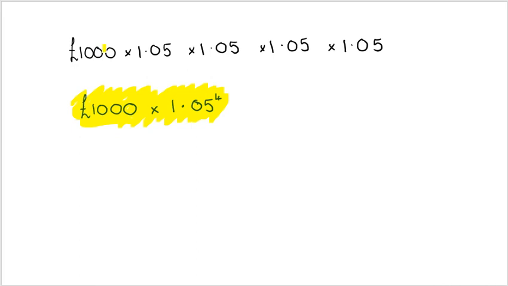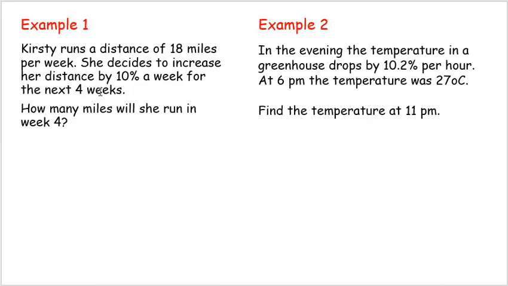These are the types of examples that you would be expected to come across in your exam years. Example 1. Kirsty runs a distance of 18 miles per week. She decides to increase her distance by 10% a week for the next 4 weeks. How many miles will she run in week 4?